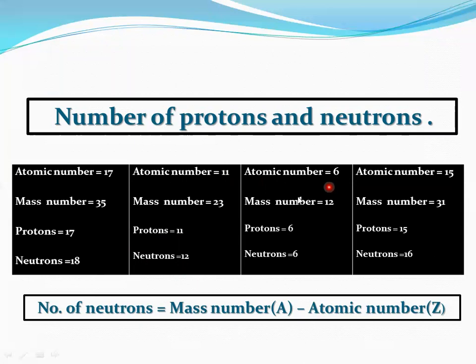Atomic number 6, carbon, mass number 12. How can we calculate the number of protons? Atomic number is the same as the number of protons, and mass number minus atomic number gives the number of neutrons. Atomic number 15, it's phosphorus, mass number 31. Atomic number is the same as the number of protons. Mass number minus atomic number, we obtain the number of neutrons, that is 16. So, students, the number of neutrons can easily be calculated with the help of mass number minus atomic number.